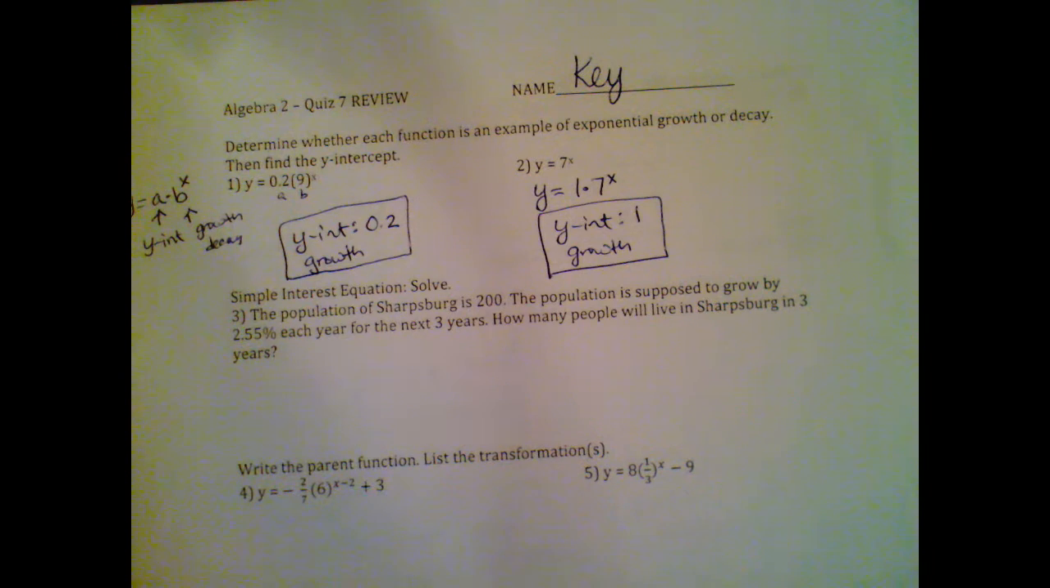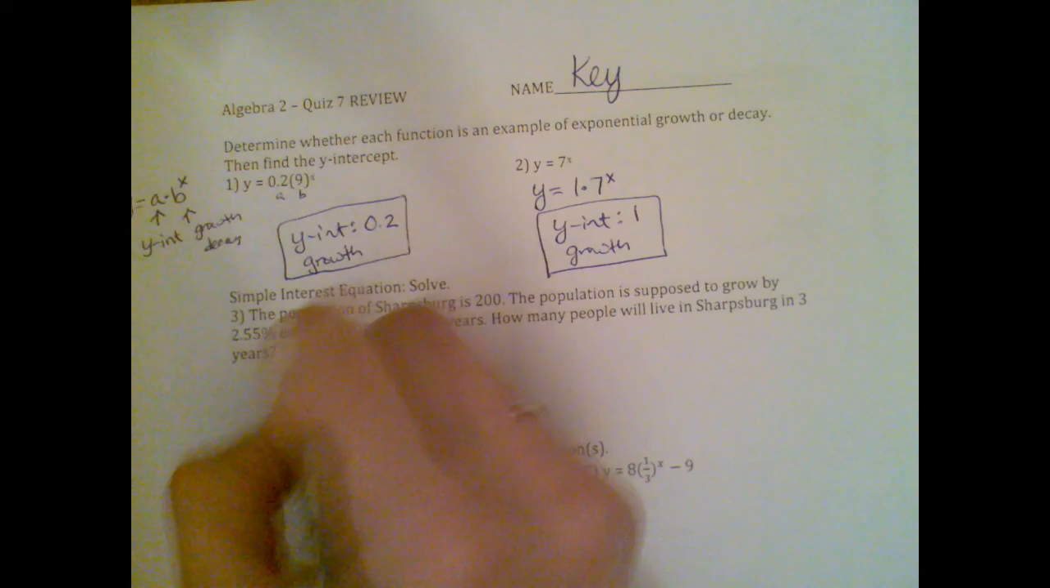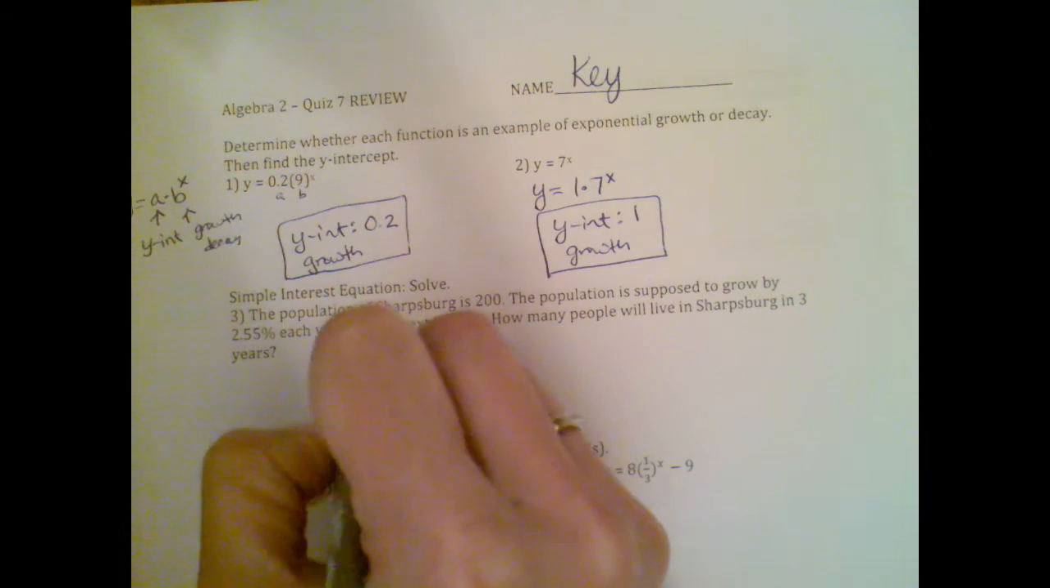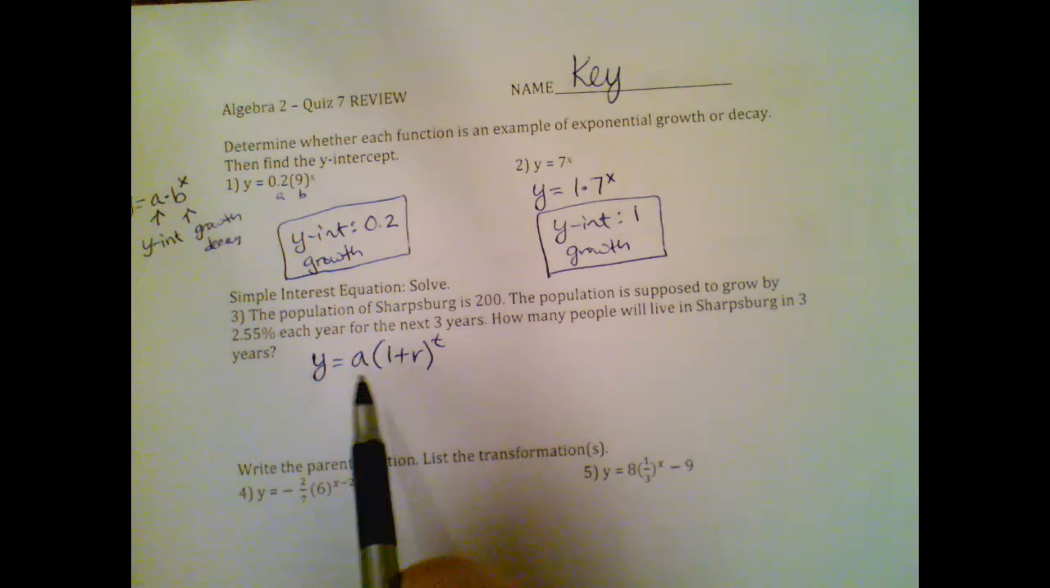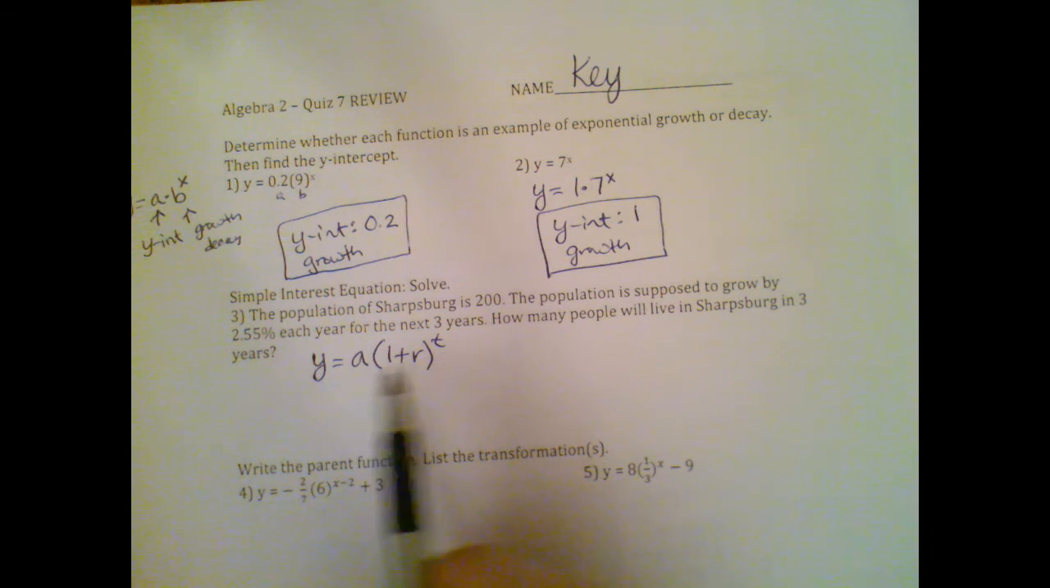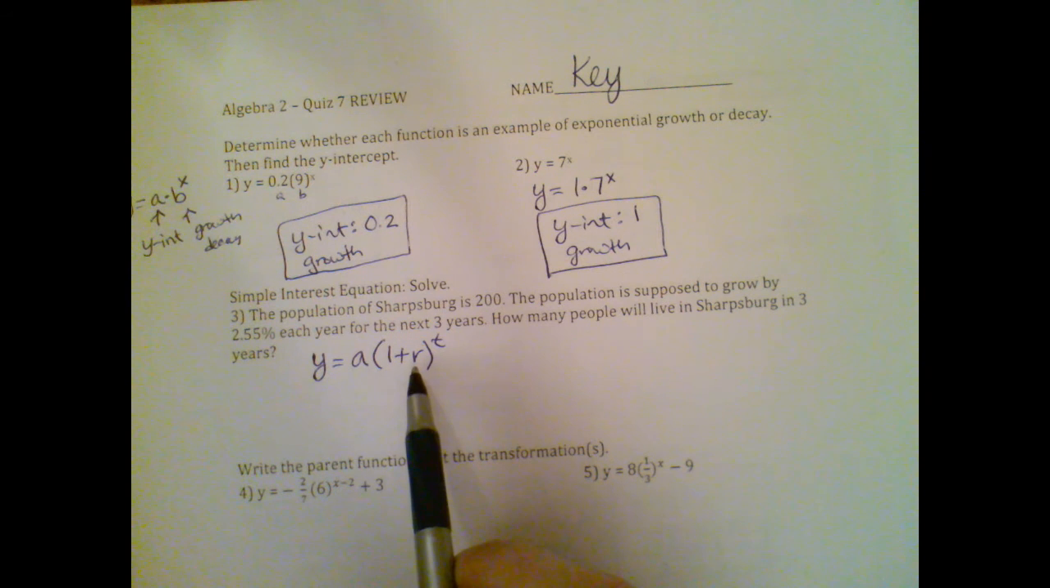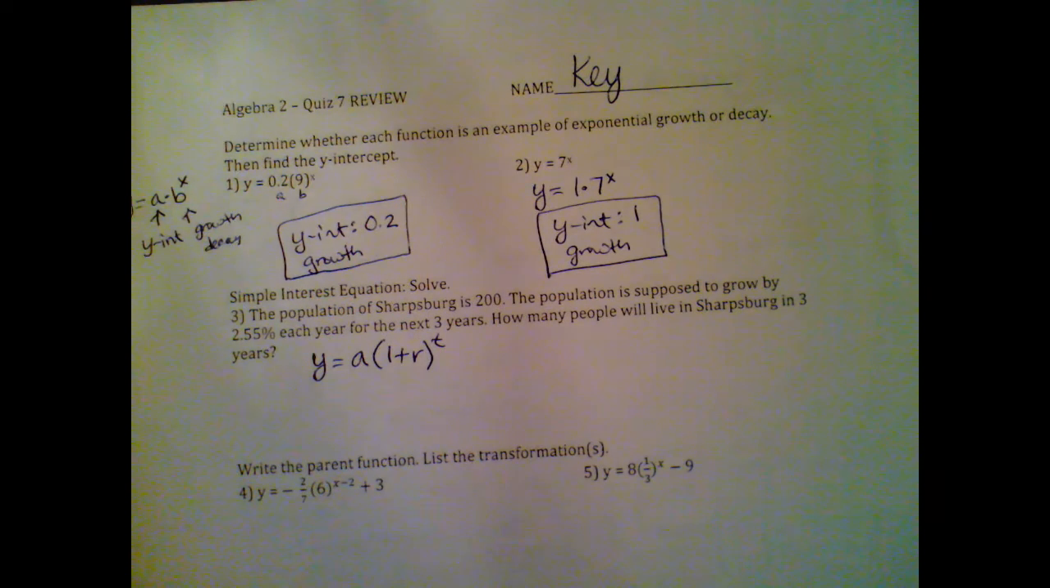For number 3, it's a simple interest equation, so we're going to use the equation y equals our a times 1 plus our r to the t power. Remember, our a stands for initial amount, our r stands for rate, and our t stands for time. So for this one, it says the population of Sharpsburg is 200 people. The population is supposed to grow by 2.55% each year for the next 3 years. How many people will live in Sharpsburg in 3 years?